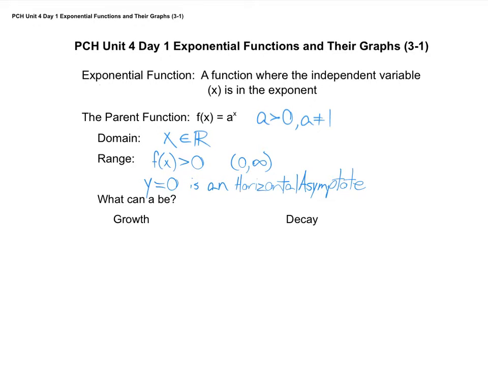It's got to be greater than 0, but it can't equal 1. So that y is not equal to (1, 0), or 1 is not equal to 1, 0. No, we're just thinking about a right now, the base of our exponential. The base of our exponential has to be a positive number, but it's not allowed to equal 1.